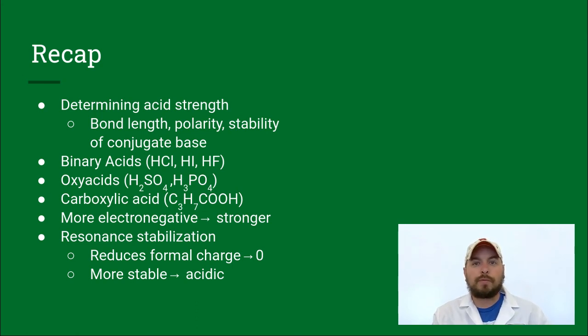Finally, we talked about the stability of anions, and we focused mostly on carboxylic acids for this. However, it also applies to the oxyacids to some extent. And when we talk about resonance stabilization, a lot of what creates resonance stabilization is the fact that we have double bonds involved, and those double bonds can delocalize electrons through the process of resonance. This reduces our formal charges closer to zero, thereby stabilizing the anion as a whole.